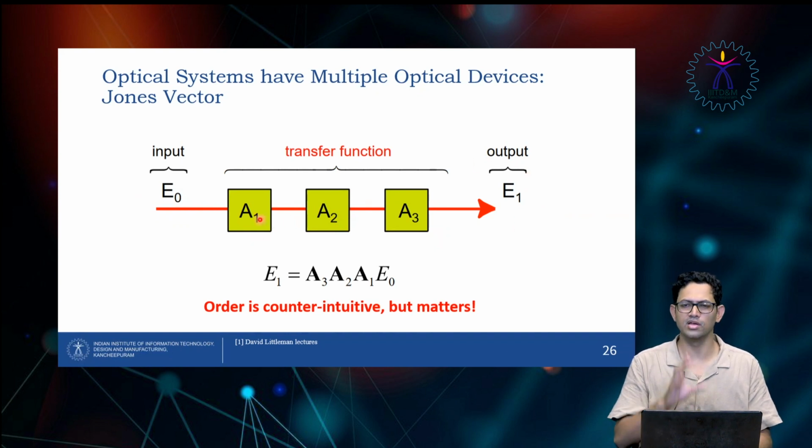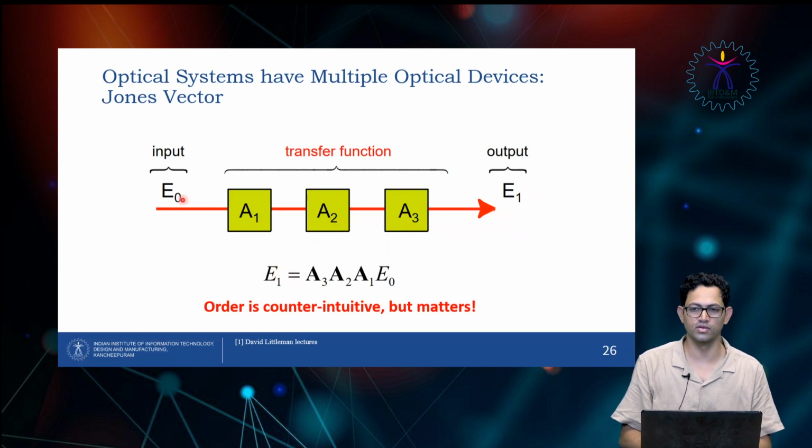And then for each optical device we have a Jones matrix: the Jones matrix of the first element, of the second element, and of the third element. Now I need to write how E1 is a function of E0. The way to write it is a multiplication of the matrices.